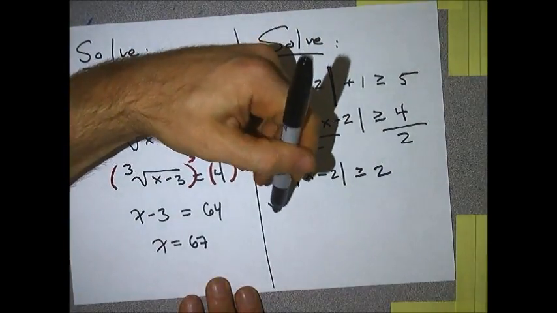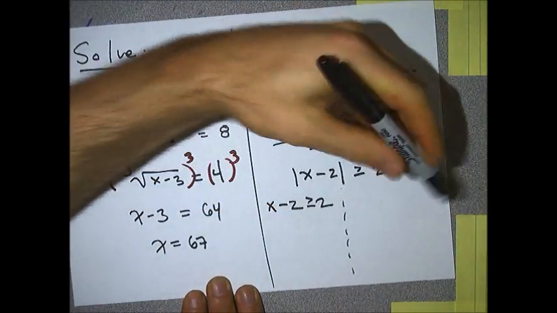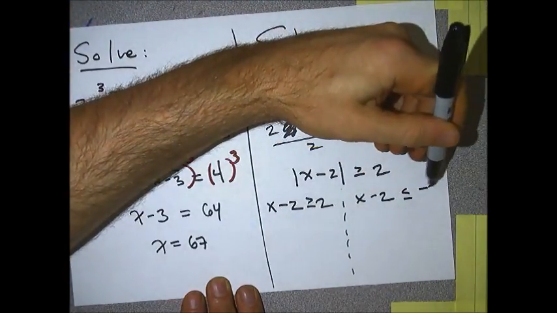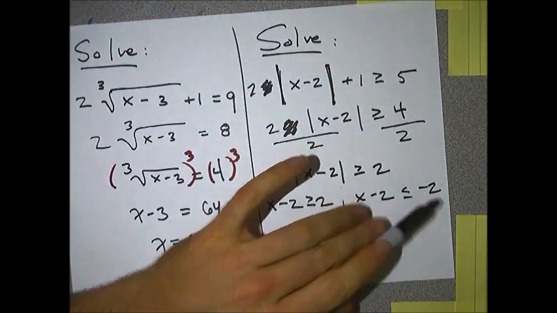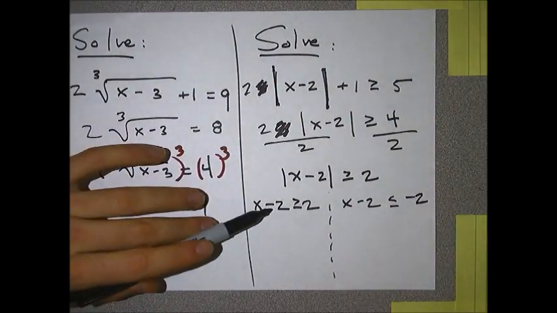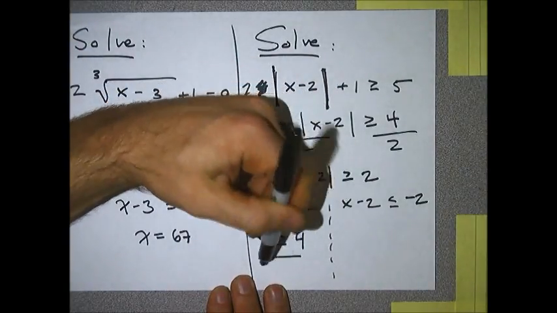To solve this, I want two answers. So I'm going to say x minus 2 is greater than or equal to 2, and x minus 2, flip the symbol, flip the sign. You're changing the symbol of the outside number. The x minus 2 does not change. So to solve this, you're going to add 2 to both sides. X is greater than or equal to 4.